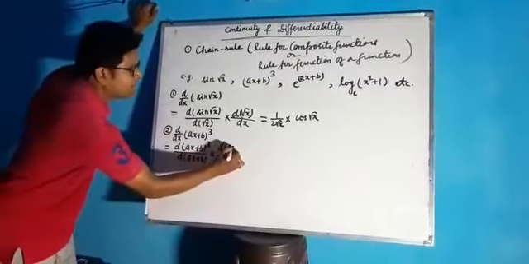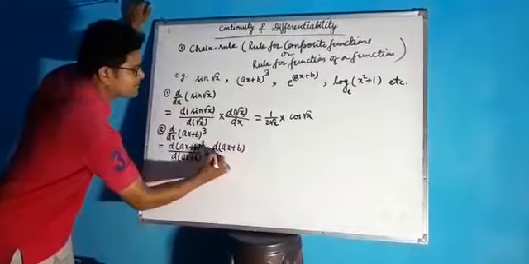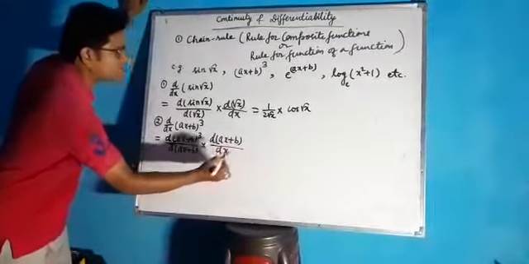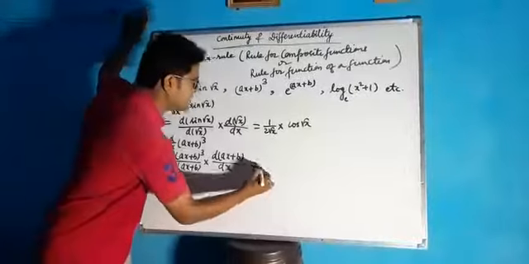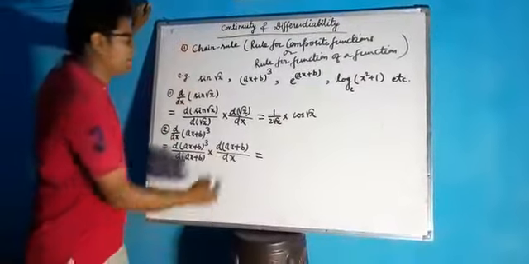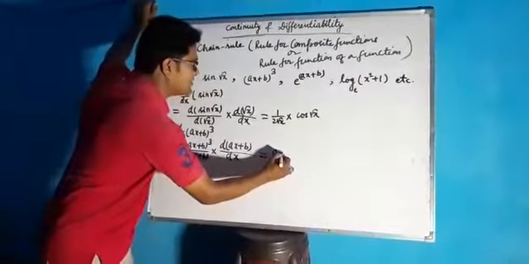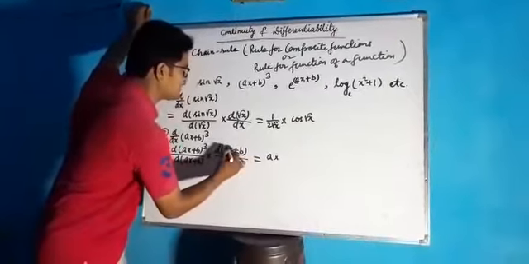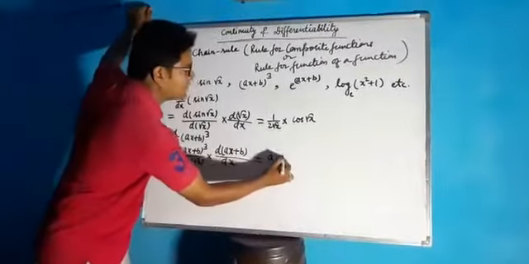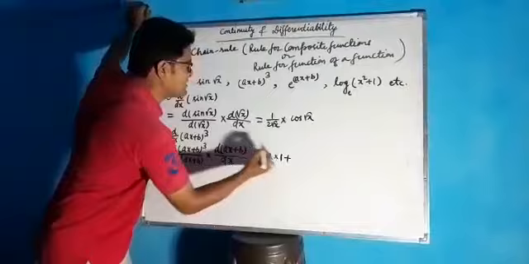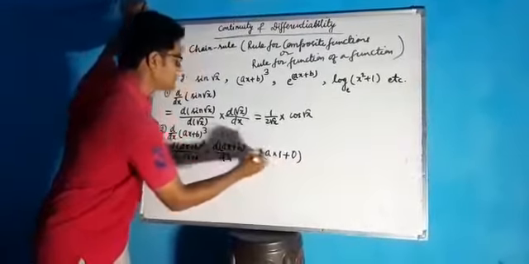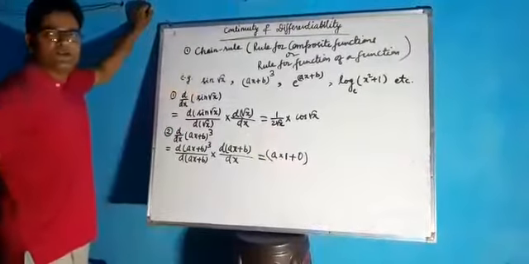Then derivative of ax plus b, since ax plus b is a function of x, it should be differentiated with respect to x. Now see, derivative of ax plus b is a into derivative of x, which is 1, plus derivative of b, which is a constant, so it is 0. So derivative of ax plus b is a into 1 plus 0.